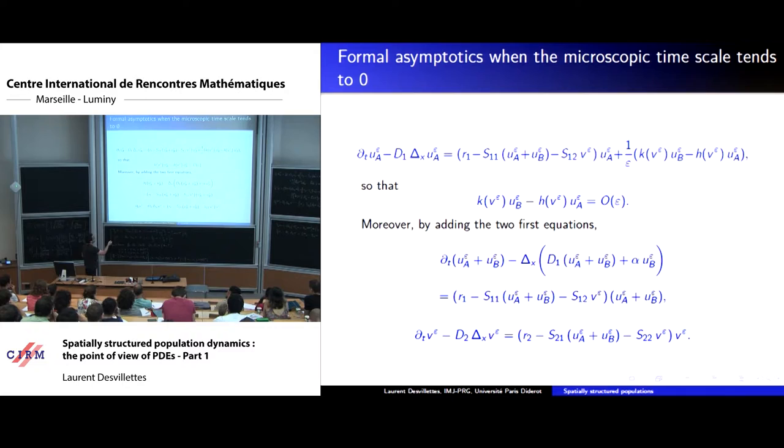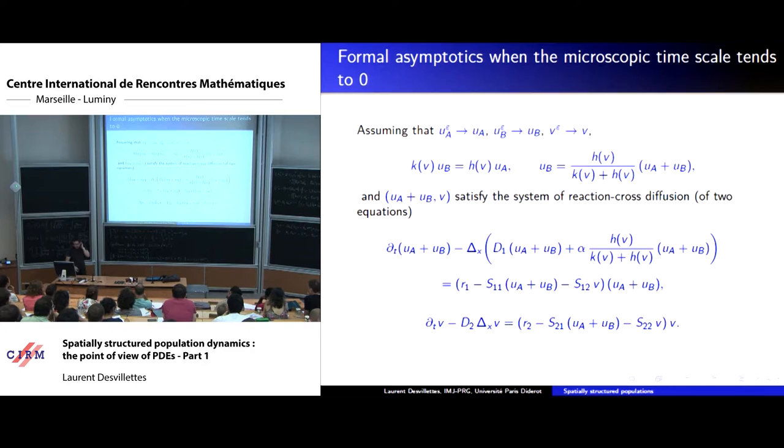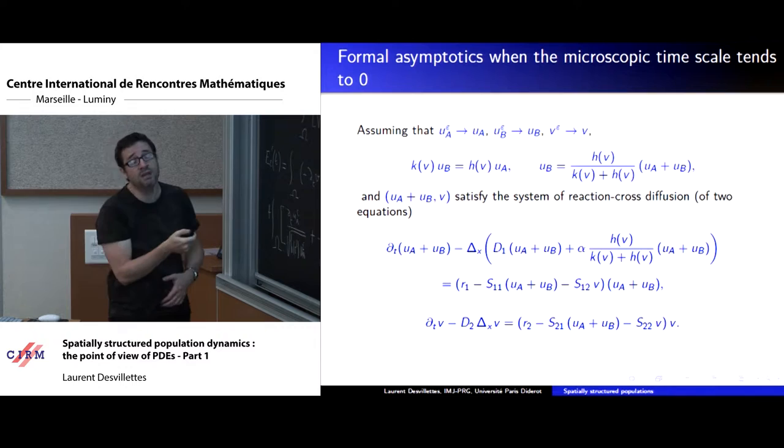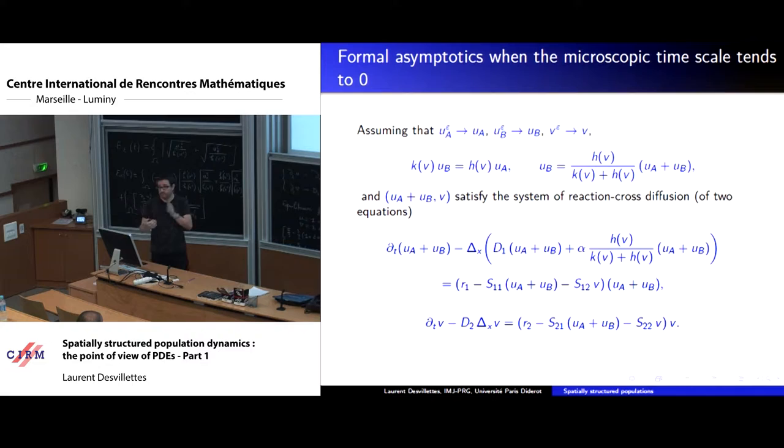This will give you zero here. And you will try to write UB in terms of UA plus UB in this limit. So this is exactly what is done in this slide. So now you suppose that all the quantities with epsilon converge to something. This is a formal limit. At the end, you have this equilibrium between UA and UB, because this quantity was like capital O of epsilon. And you can rewrite this in this way, in which UB is explicitly written in terms of UA plus UB.